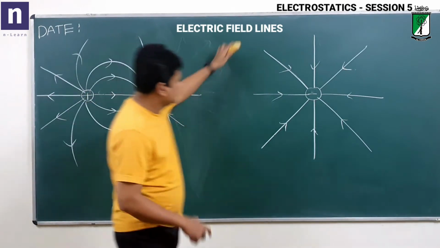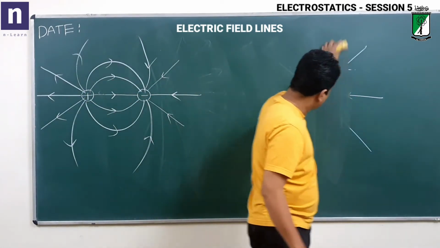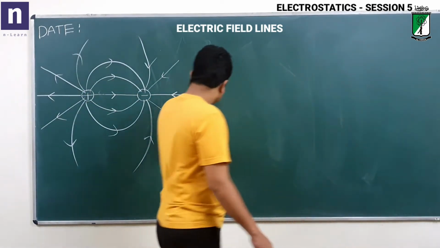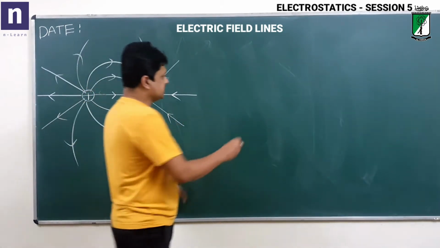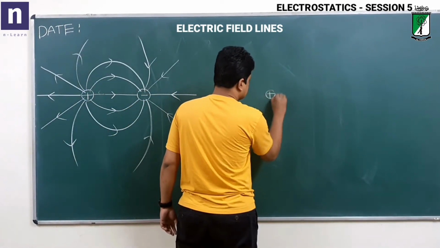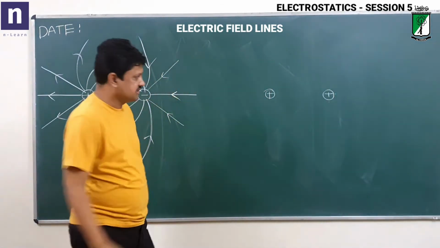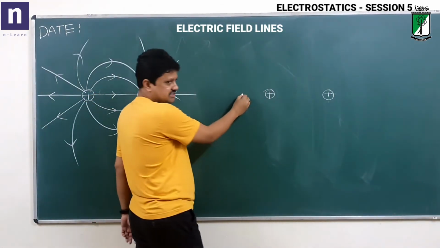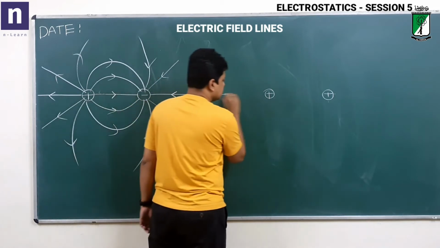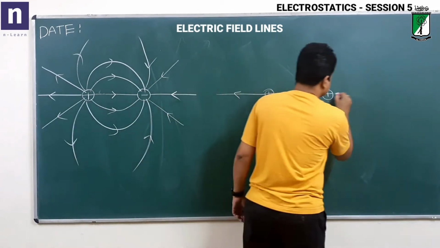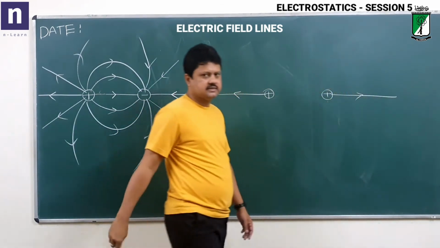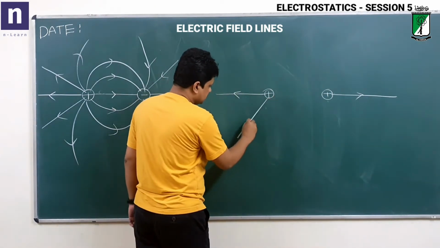Now let me just take another setup where we have 2 identical charges, meaning like charges, say both positive. If you have both positive charges, then of course if a unit charge, some test charge, is kept here, it is repelled away. That side also it is repelled away like that. Okay, so this is clear.